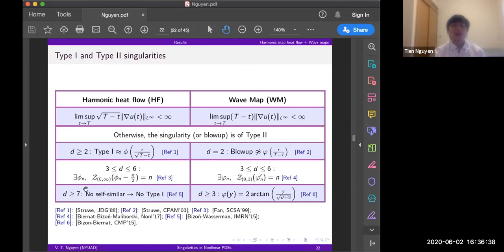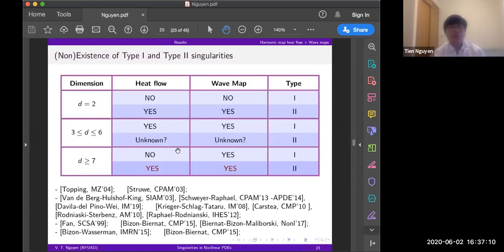And we know that for the harmonic heat flow in dimension d greater than 7, there exists no self-similar solution. This means that, when we combine with the result of Struwe, there is no type 1 blow-up for the harmonic heat flow in dimension d greater than 7. However, for the wave map, we have an explicit self-similar solution given by this formula for all dimensions d greater than 3. So all of the results can be summarized in the table.